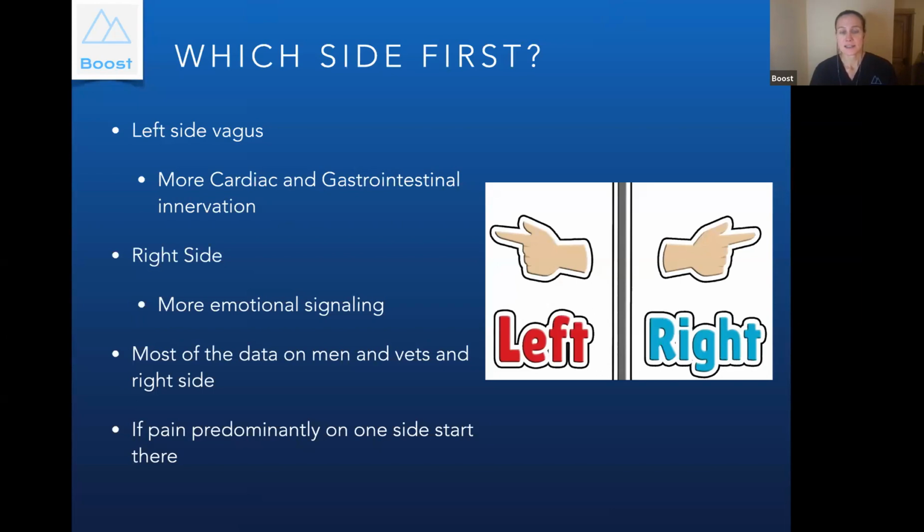I also like to ask which side you have pain on. So if you have pain primarily on your left side, say your shoulder hurts on your left side and your hip hurts on your left side, or your neck hurts on your left side, we're going to start on the left side. Vice versa, if you have more pain on the right side, we're going to start on the right side.